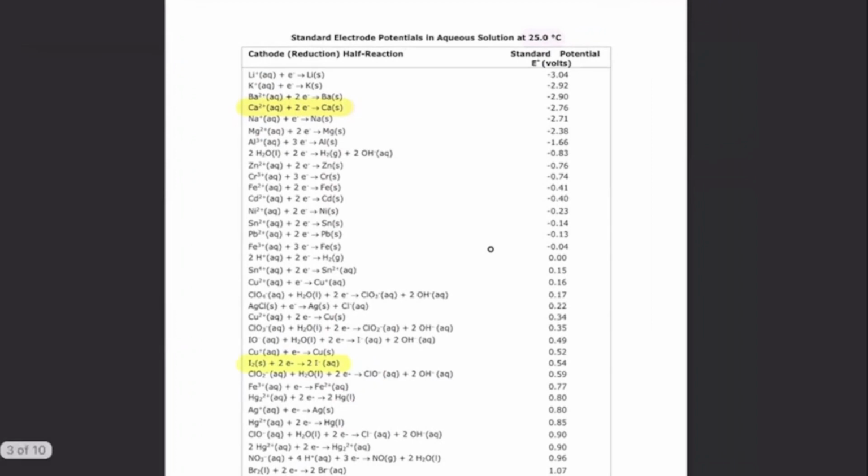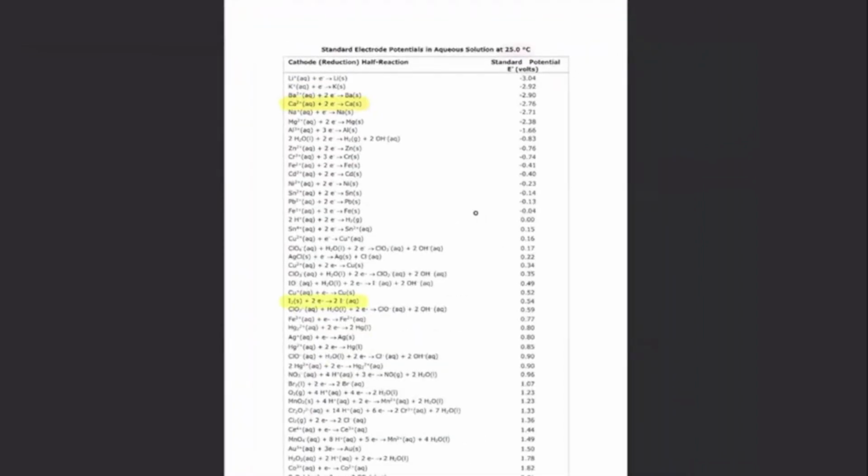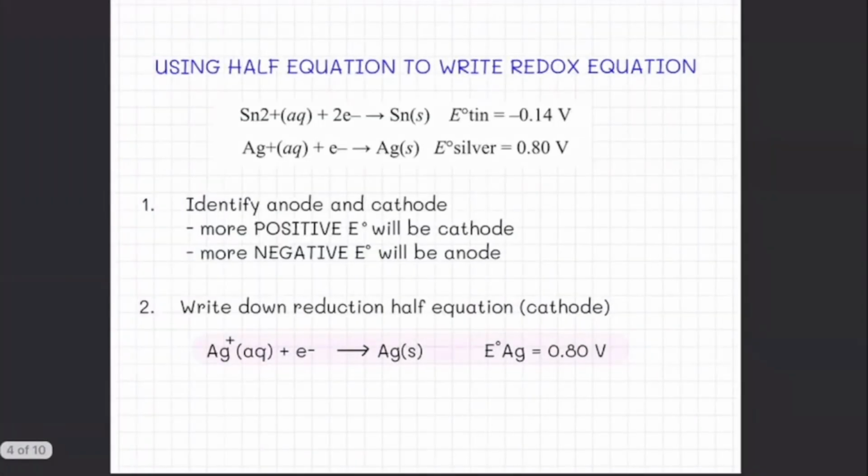Alright, so when we know who is easy to donate and accept electron, we're going to look at an example using half equations to write down a redox equation. As we discussed in our previous class, by now you need to know how to write down your full redox equation. Is it important? In a way, yes, because we need to know how many electrons there are in our redox equation, since we're going to use that number of electrons in our next subtopic.